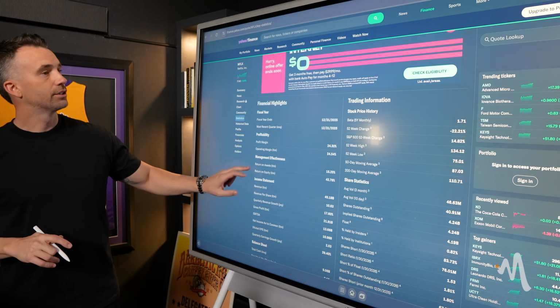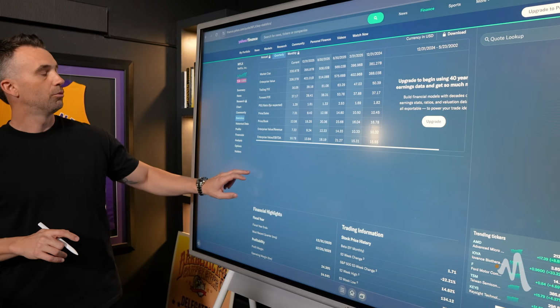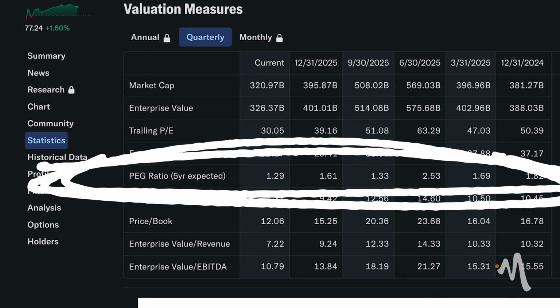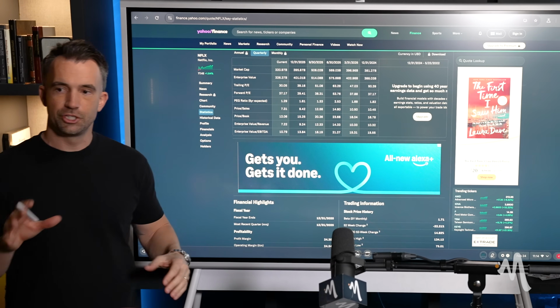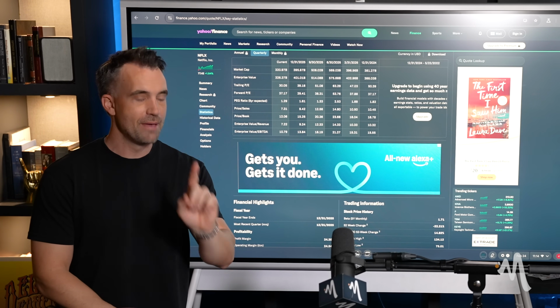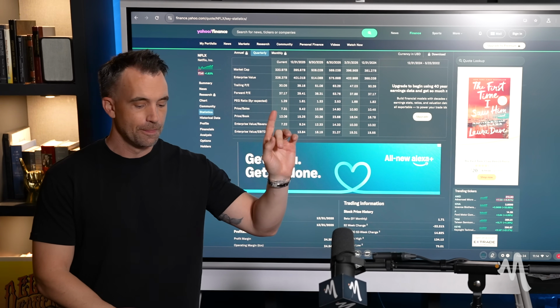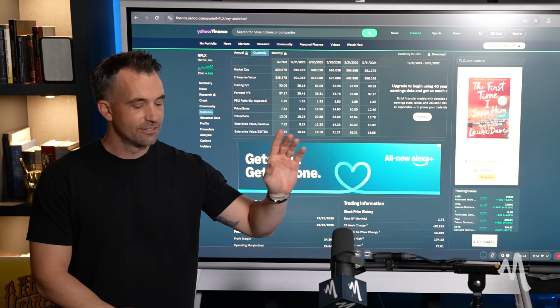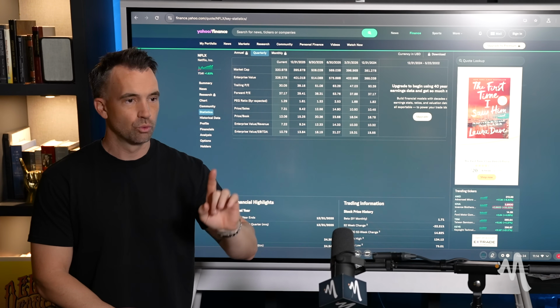The bigger one that I like to focus on, and this to me is a good one, is the PEG ratio. I'm going to read this definition because I want to make sure I get it succinct, and then I'm going to boil it down into our world. The PEG ratio measures the relationship between a company's price to earnings ratio divided by expected earnings growth rate over the next 5 years. I know, that's a lot, but let me break this down.